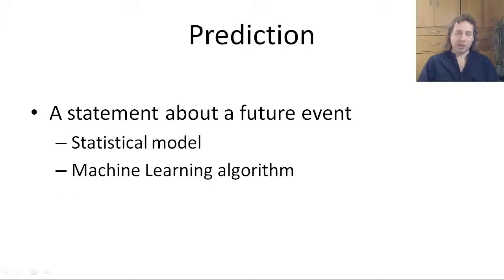Prediction. Prediction is a statement about a future event, and you get such a statement about a future event from a statistical model like a univariate regression or a multivariate regression, or you can get such a statement from a machine learning algorithm, so from an artificial neural network. All of these give you predictions about what it is that you're trying to predict.